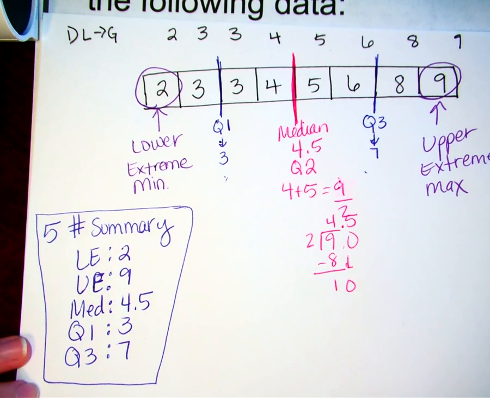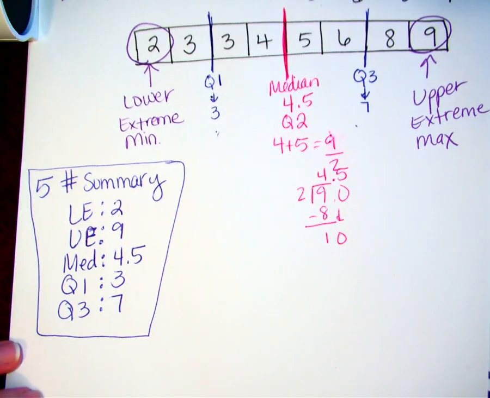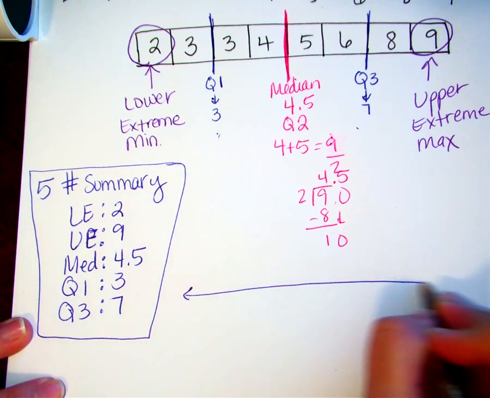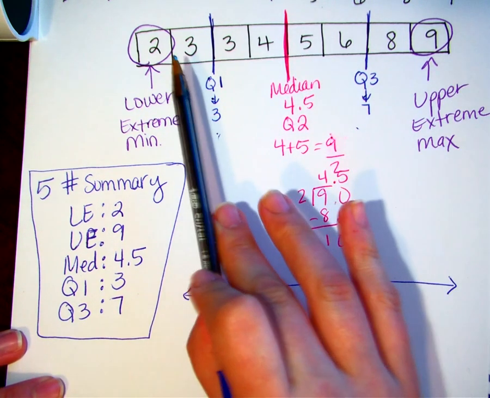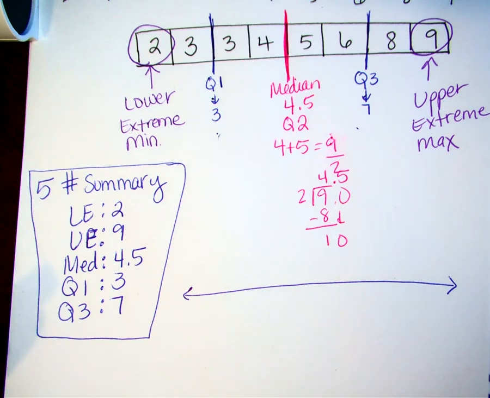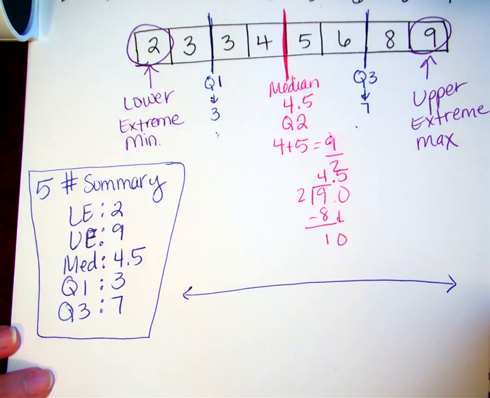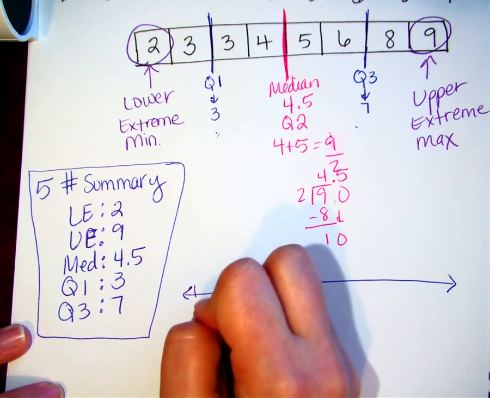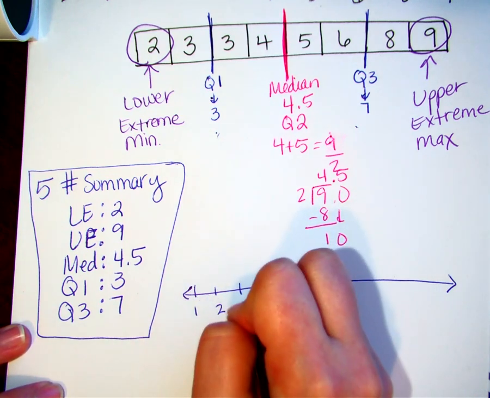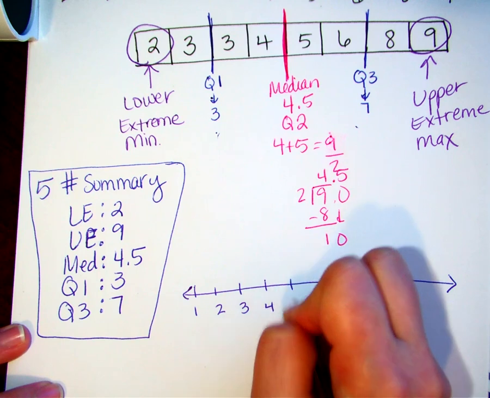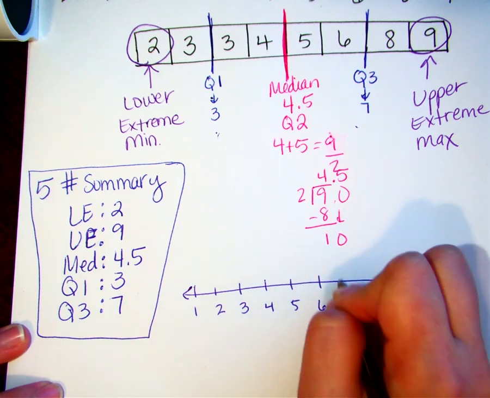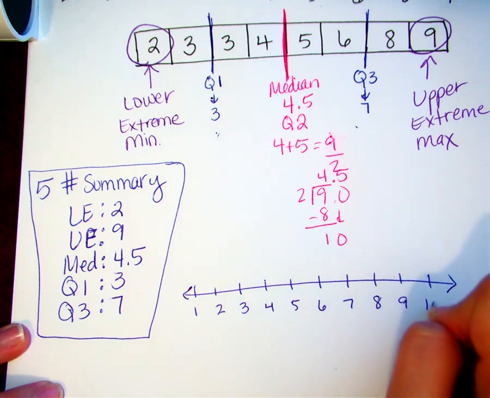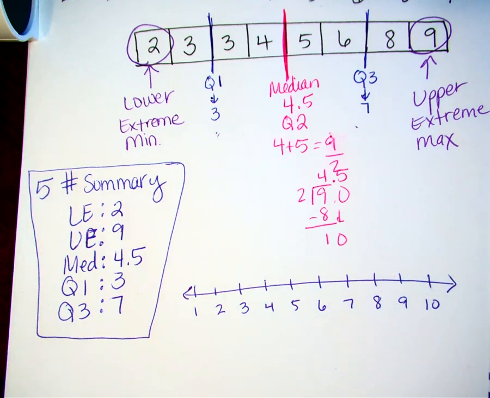So now we're going to transfer this onto a number line. Okay, so you're going to draw a number line, and our data ranges from 2 to 9, so you could do from 1 to 10 if you want to, and break up the number line as best as possible, so as even as you can. Okay, all right, so there's my number line.